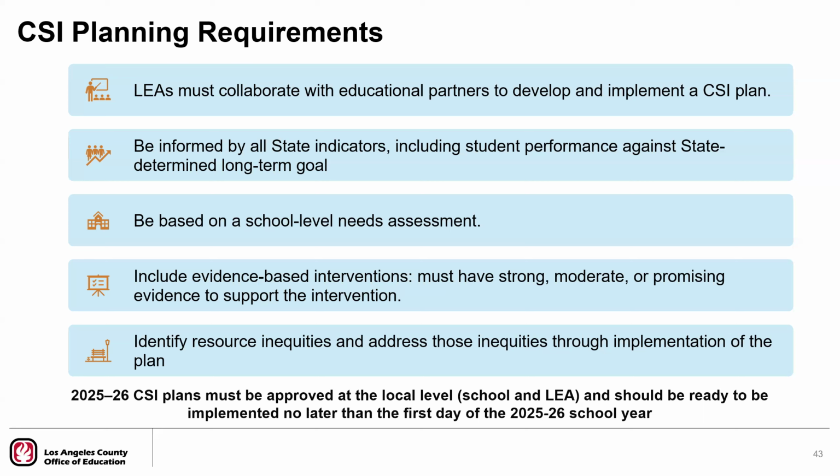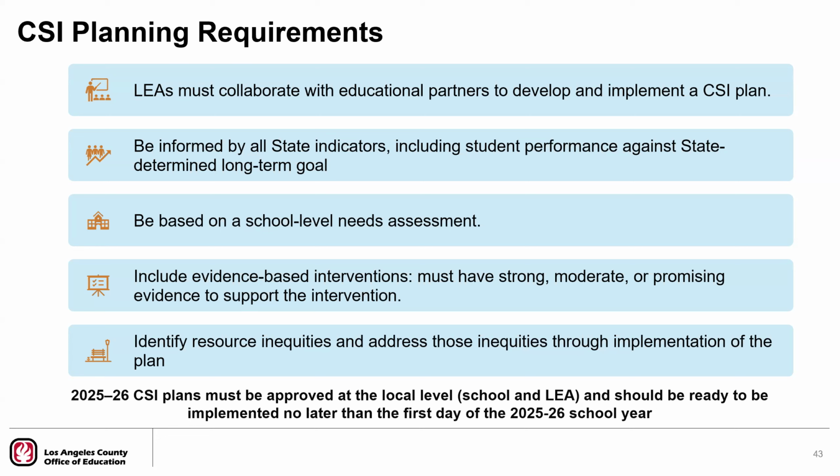CSI eligibility. The CSI plan must include evidence-based interventions, strategies, and activities that could be employed to address those needs. Evidence-based interventions are those practices and programs that have evidence to show that they are effective at producing results and improving student achievement outcomes. The CSI plan must identify resource inequities, which may also include a review of LEA and school-level budgeting, and address those inequities throughout the plan.